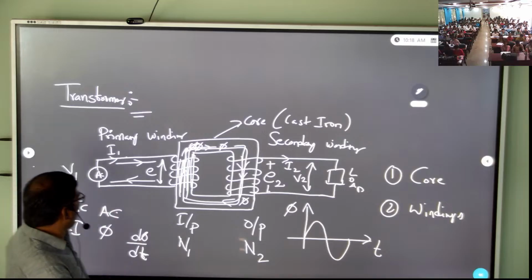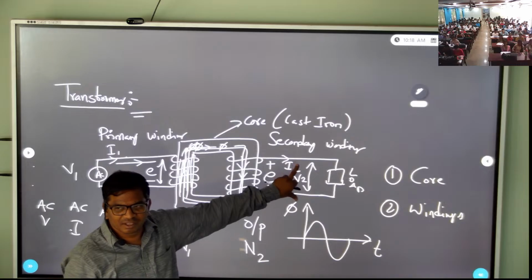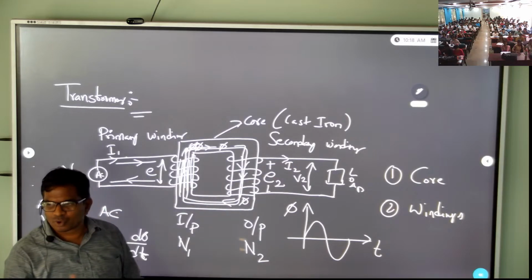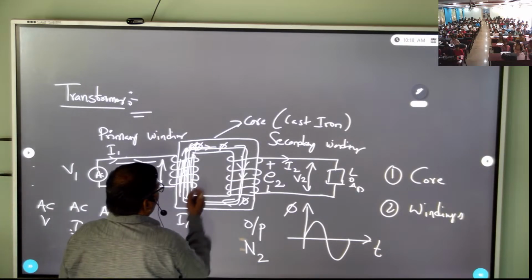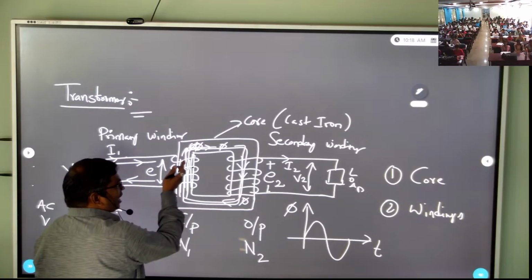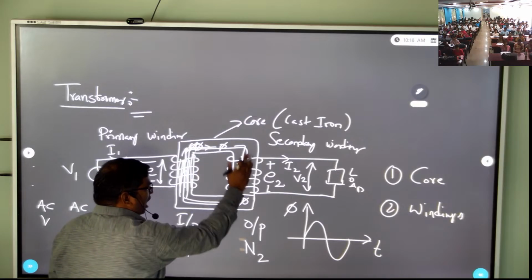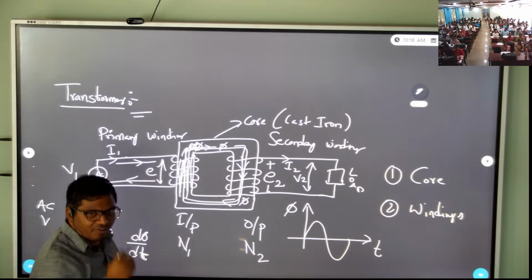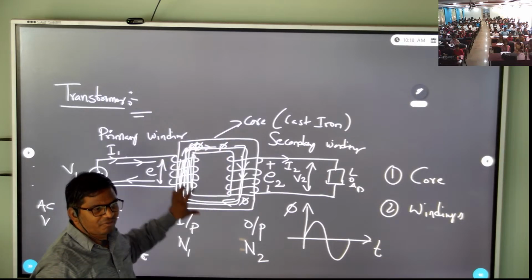So we apply voltage here and get output voltage here. What is the common thing here? Is V1 equal to V2? No. Is I1 equal to I2? No. But what is common between primary and secondary? Flux. Flux is common. Whatever flux is established in the primary winding goes towards the secondary winding, so flux is common in the circuit. Where will it flow? In the cast iron core.